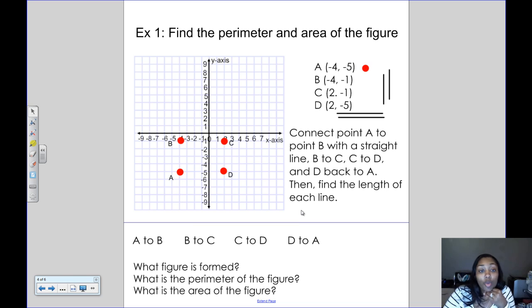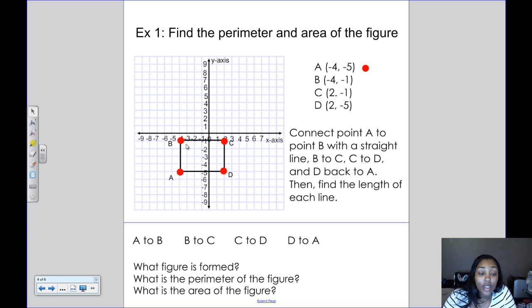So now what we want to do, the second step, is we want to connect each one of the points to form the shape. So we're going to connect point A to point D. We're going to connect point B to point C. We're going to connect point A to point B. And then we're going to connect point C to point D.